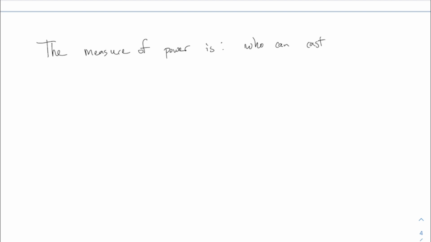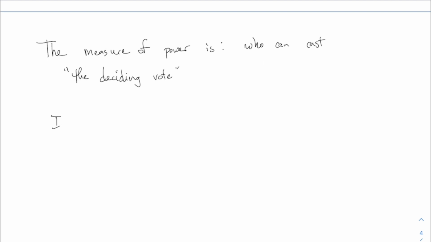Anyway, the measure of power that we use for the Shapley-Shubik is who can cast the deciding vote. And this is the point at which you can agree or disagree that this is a good way of measuring power. But this is certainly one way of measuring power, is trying to figure out who cast the deciding vote.